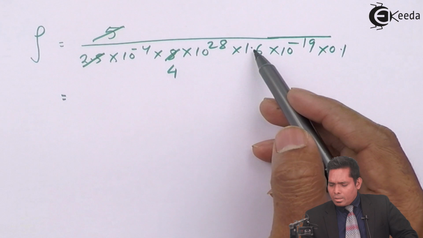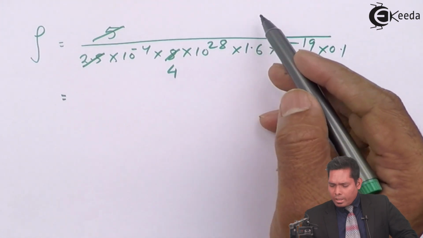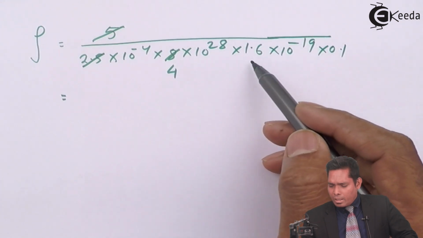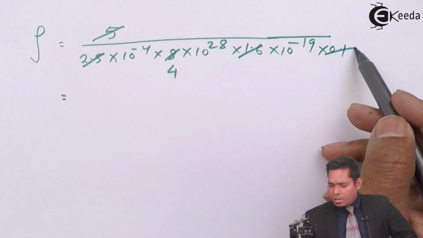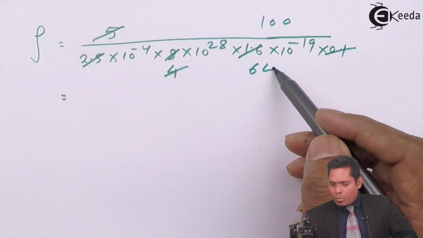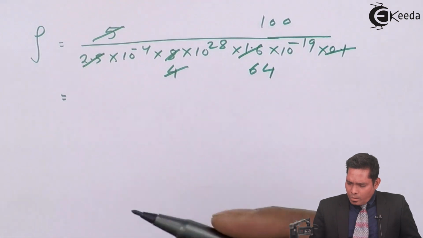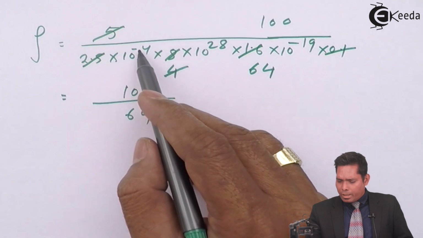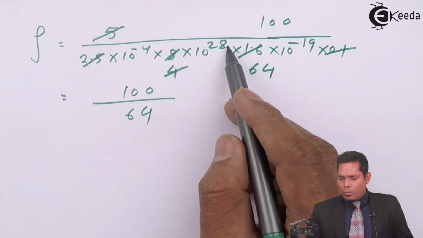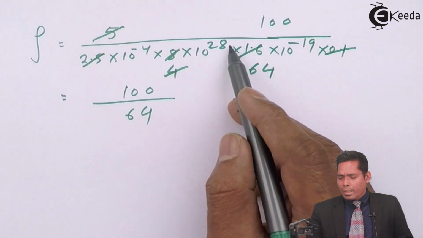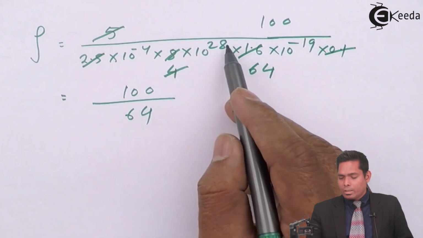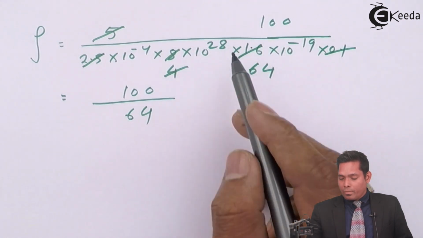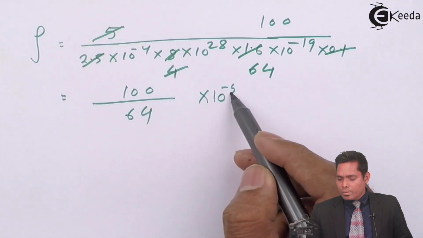Similarly, this is 16 by 10, and 1 by 10, so 100 is here and 16 is there. So this is 100 divided by 64, and the powers of ten give minus 4. If this were 20, then it would be only 4, but it is not 20, so it is 5. So it goes up to 10⁻⁵.